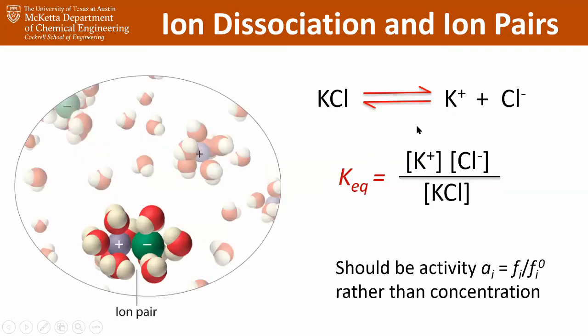And if we wanted to, we could describe the dissociation by an equilibrium constant, shown here in terms of concentration. But of course we know that it's not really concentration; that equilibrium constant should really be written in terms of activity, so that it includes the non-idealities.